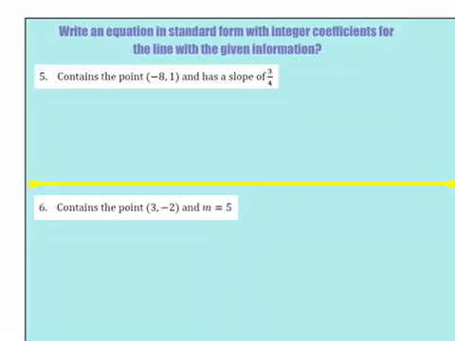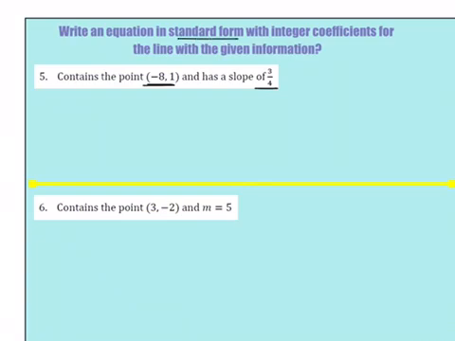So looking at number 5 and 6, we want to write an equation in standard form with integer coefficients for the line with the given information. I'm given a point and a slope. So if I'm given a point and a slope, I'm going to write it in point slope form first and then maneuver it into the form I want, which is standard form.